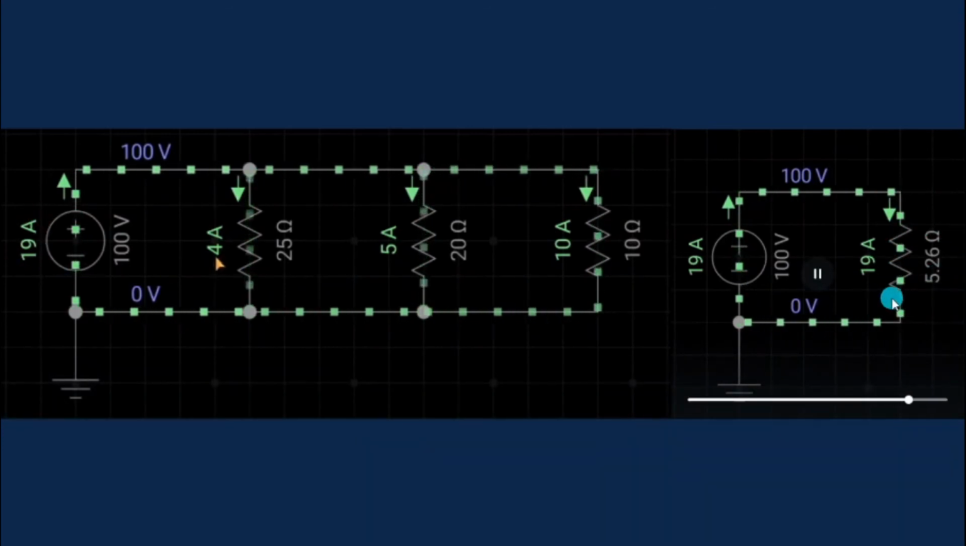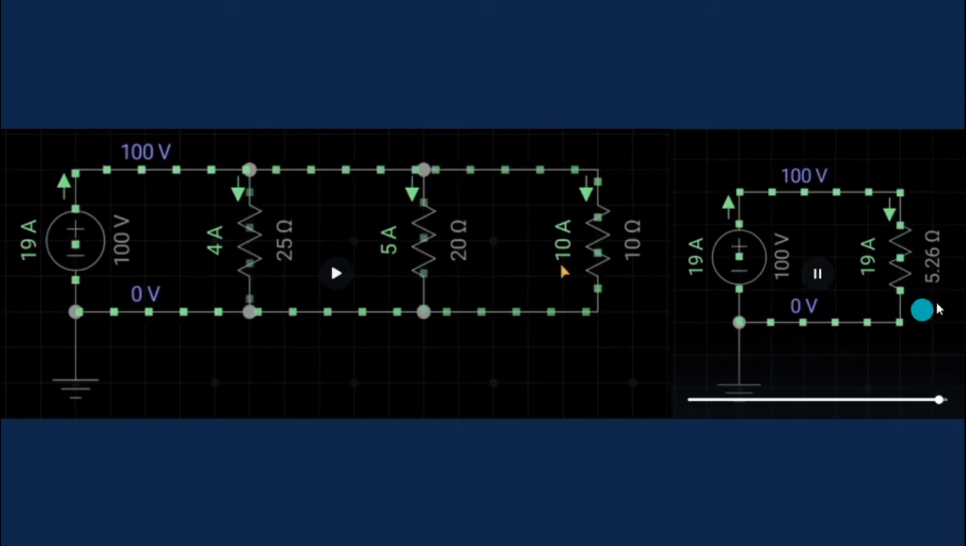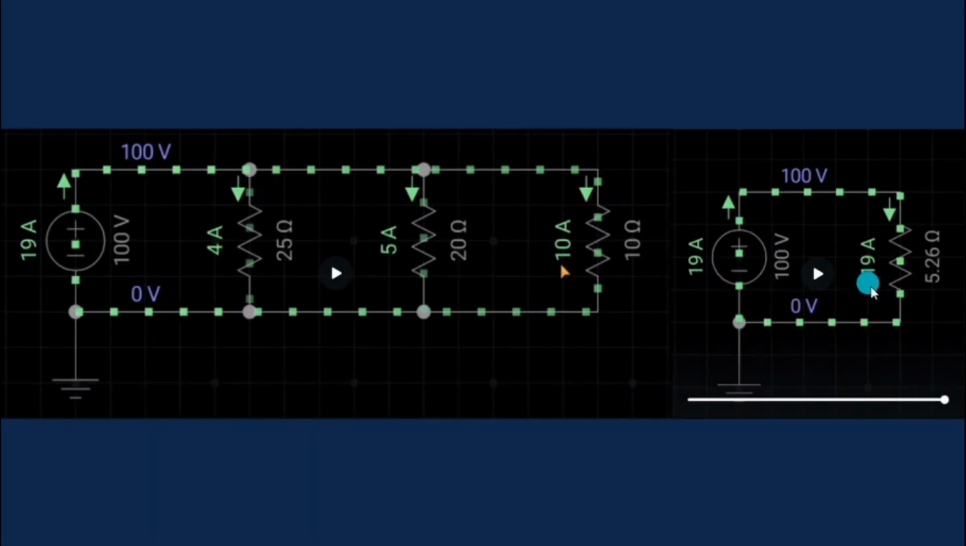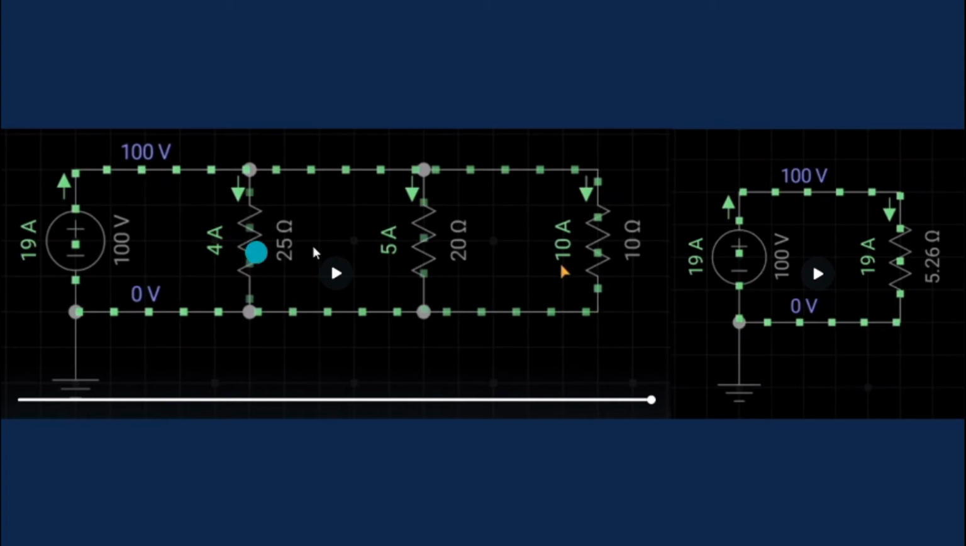You can see here, we calculate the total current using this total resistance, 100 volts divided by 5.26, we will arrive at the same total current na 19 amperes. So this circuit, composed of 1 supply and 3 resistors, is just equivalent to this 1 supply and 1 resistor. That's why this is called the total resistance, or equivalent resistance, of these 3 resistors connected in parallel.